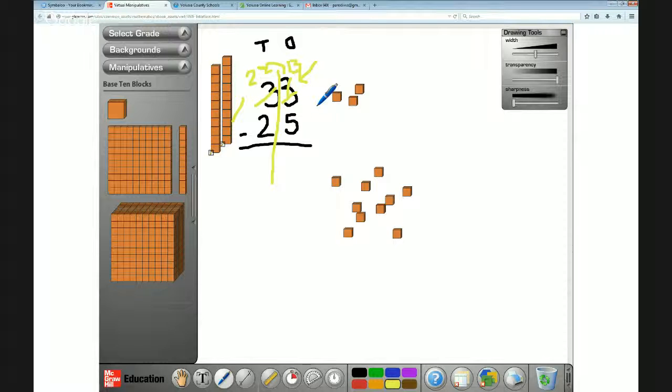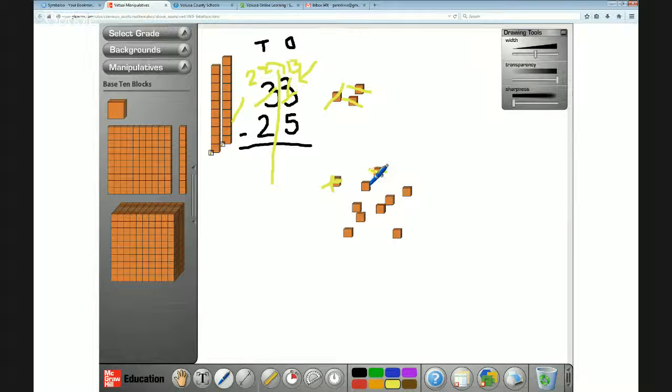This is a little sloppy, and I apologize, but I hope the actual moving around of the blocks helps. So now you've got 13 ones. I see 10 down here, and I see 3 up here. 13 minus 5, and that part's very easy. 1, 2, 3, 4, cross that out, 5. So what's left over? 1, 2, 3, 4, 5, 6, 7, 8.